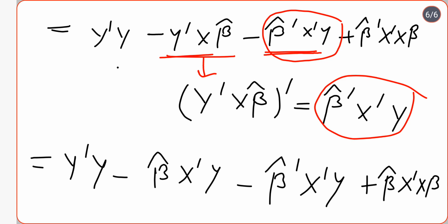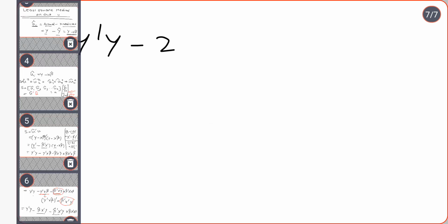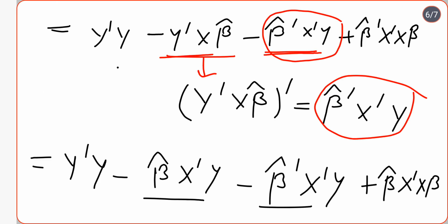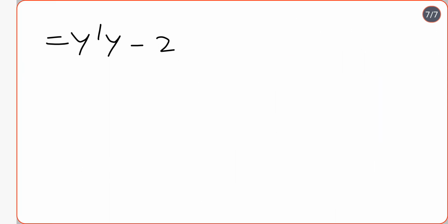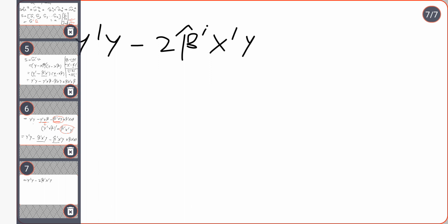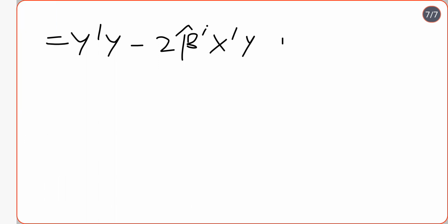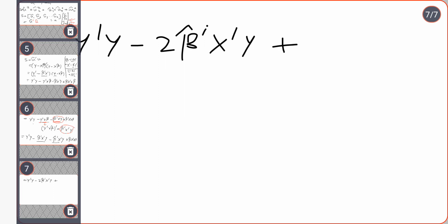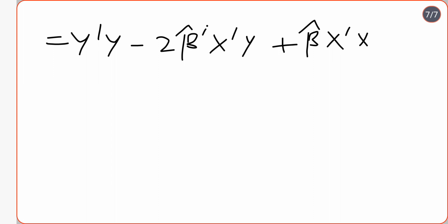Okay, now these are the same terms, so if we just add them, we will get a result of y prime y minus 2 into beta hat prime x prime y, sorry, I may have written something wrong here, beta hat, it was supposed to be prime. Okay, beta hat prime x prime y, plus beta hat prime x prime x beta hat. So this was basically the value of our S.